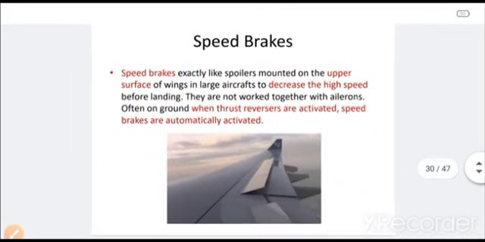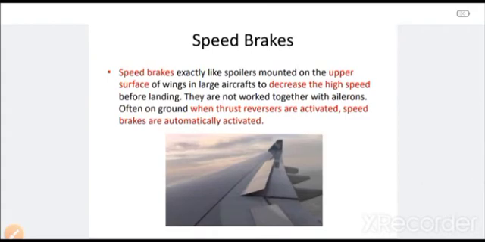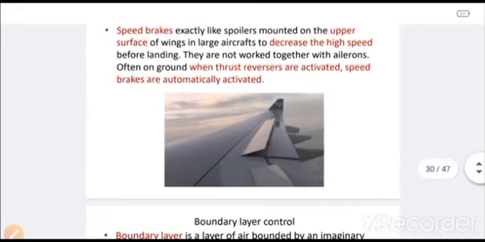Then we have speed brakes. They are fitted at the upper surface of the wing. They decrease the speed of the aircraft before landing, and when thrust reversers are activated, thrust reversers are fitted in the engine. They reverse the thrust, they change the direction of the thrust to the opposite direction. The thrust does not act in the forward direction anymore, it acts in the reverse direction to retard the speed of the aircraft. So when these thrust reversers are activated, the speed brakes will also automatically get activated. Okay.